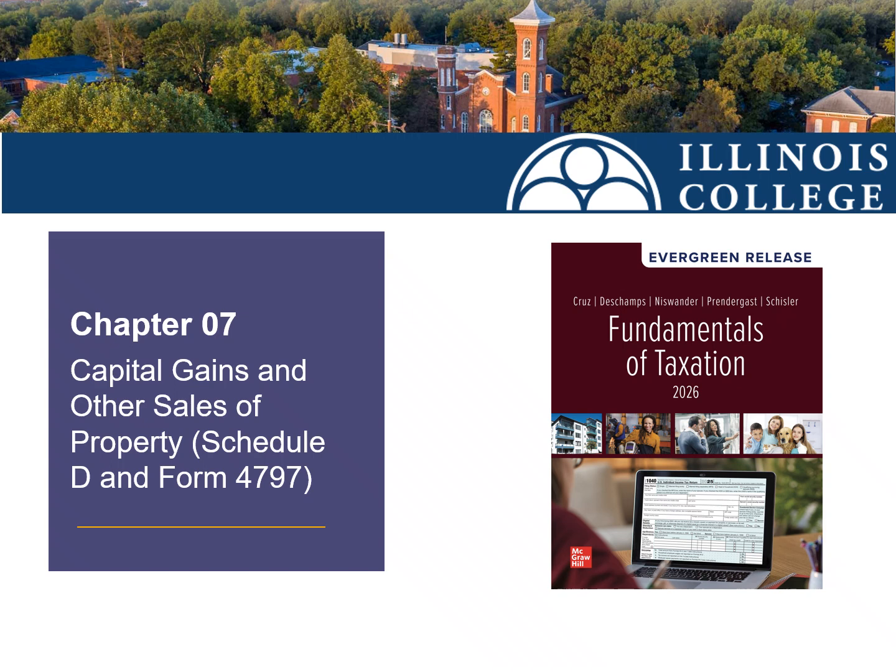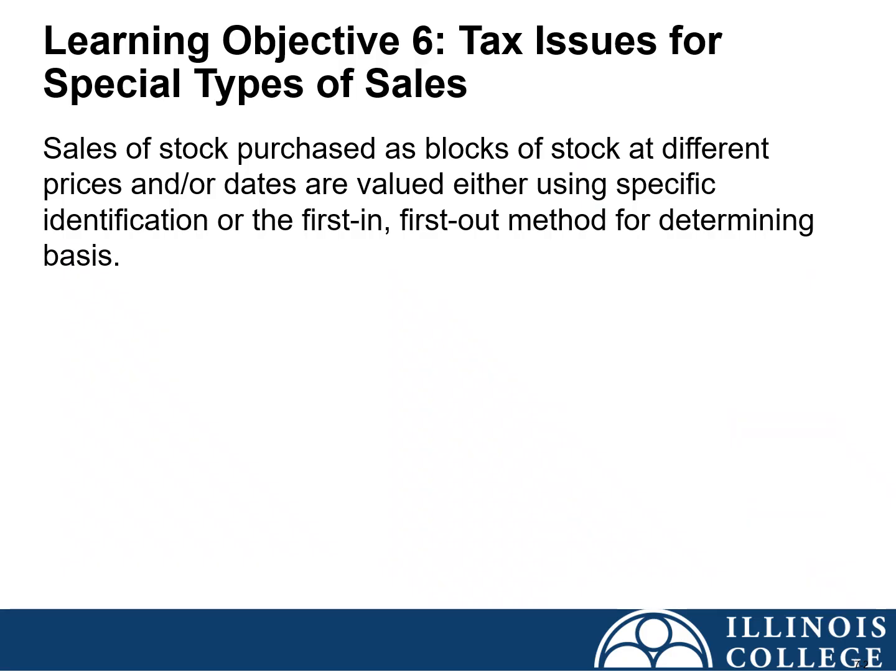All right, this is our final learning objective for the chapter, and now we're moving into special situations. We're going to start with some very common situations, and that is stock sales. One thing to understand right away is that investors usually don't buy all of their stock at once. Instead, they might buy shares at different times and at different prices. What we call different blocks of stock.